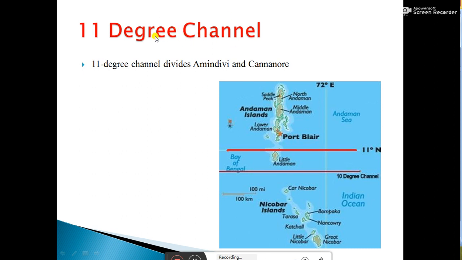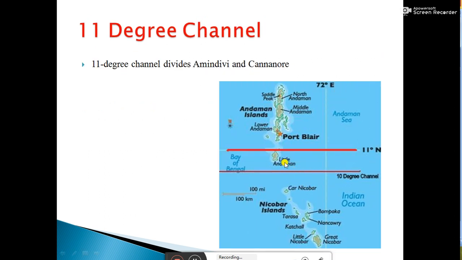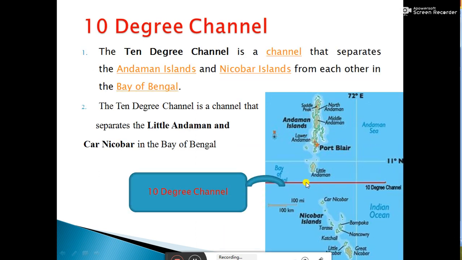First, I discuss the 11 degree channel. The 11 degree channel divides Amindivi and Cannanore Islands. This is the 11 degree channel, between Amindivi and Cannanore.